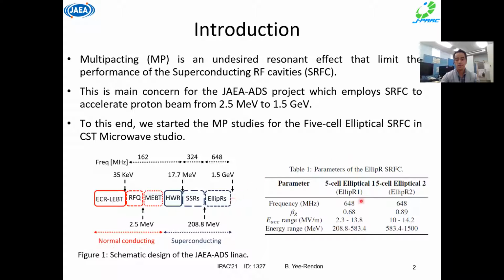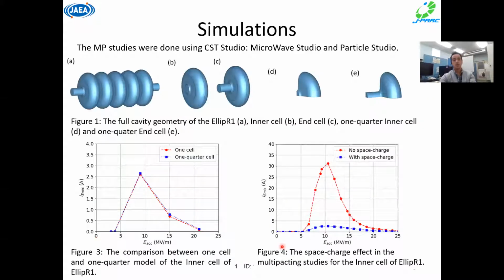Here in this table, I present some of the features of the cavity, like the frequency, the geometric beta, the accelerator range, and the energy range. We use two types of cavity, the so-called cavity 1 and cavity 2. We make the study using CST Microwave Studio. For that, we use the solver of Microwave Studio and the Particle Studio. The first one we use to develop the electromagnetic design, and the second one to make the tracking of the particles. As you can see, this is a full cavity model.